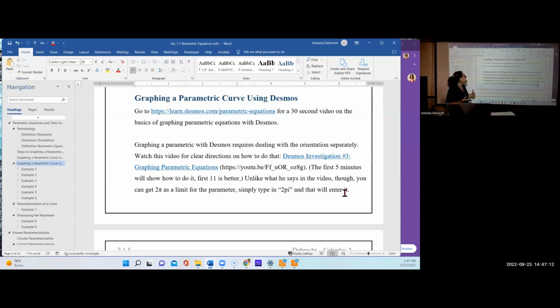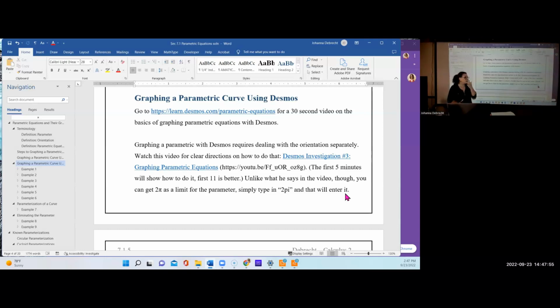Okay, so hopefully you've done that. There is another video that covers how to deal with the orientation separately. So this is a little bit more involved. It's mostly the first about 5 to 11 minutes that's the most important. And here's the link for it right here. It's on YouTube. It's called Desmos Investigation Number 3, Graphing Parametric Equations, and you can find this right here. We will go through these steps as we work through our examples here because you'll see me using the techniques. But again, these are just short videos to give you an overview of how to do parametric equations in Desmos.